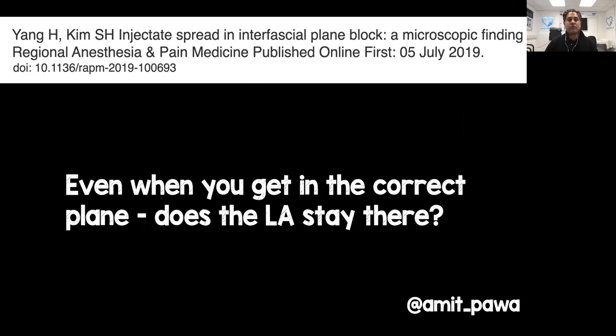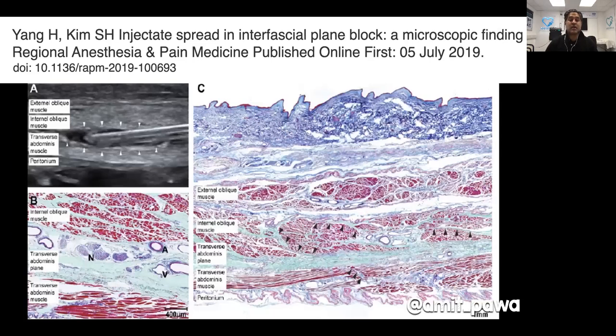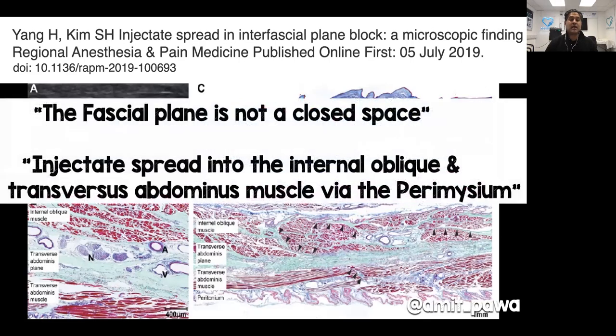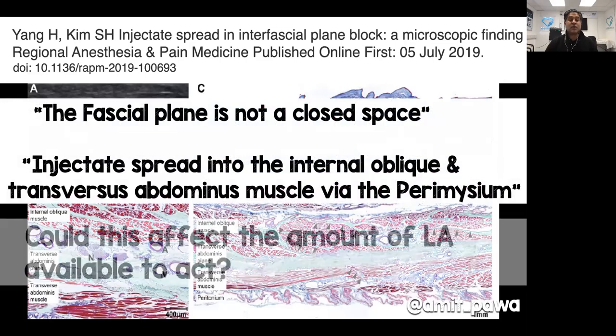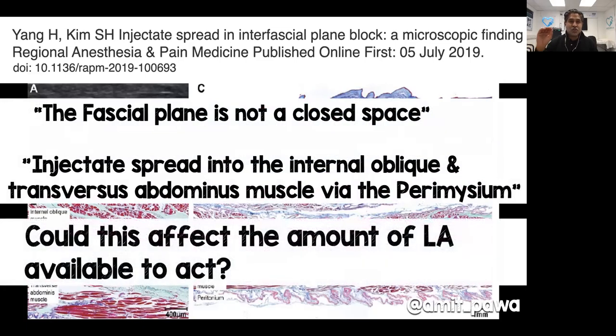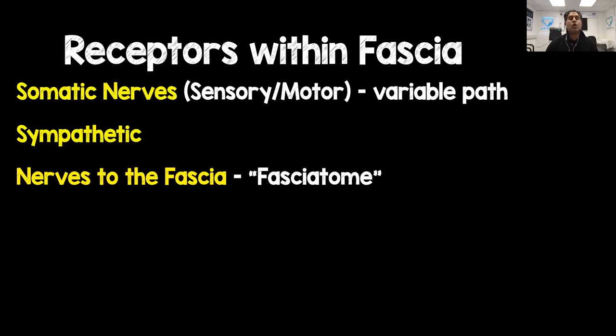Now, we know from a paper very recently that even when you get local anaesthetic in the correct plane, local anaesthetic does not stay there. So they performed a TAP block study, and when they looked in detail, they noticed that the injectate spread into the internal oblique and into the transversus abdominis muscles via the perimysium. So actually, we know that just because you inject in those spaces doesn't mean the local anaesthetic stays where you want it to.